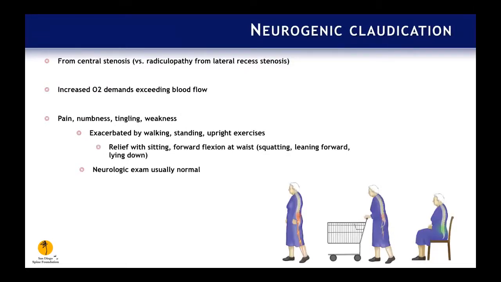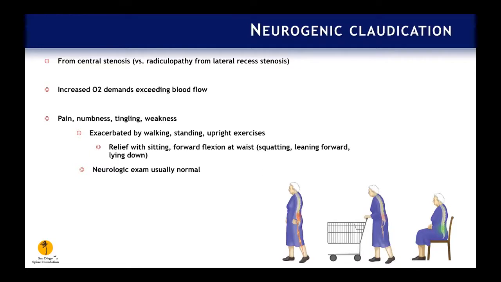So neurogenic claudication typically occurs from stenosis in the central aspect of the canal. Again, alluding to that first slide, it could be from a combination of the multiple anatomic features that are there. And pathophysiologically, what happens when you have this central canal stenosis is a decrease of blood flow to the nerves. So as these patients are exerting energy for longer periods of time, there's an increased oxygen demand, which exceeds the blood flow and causes these symptoms.